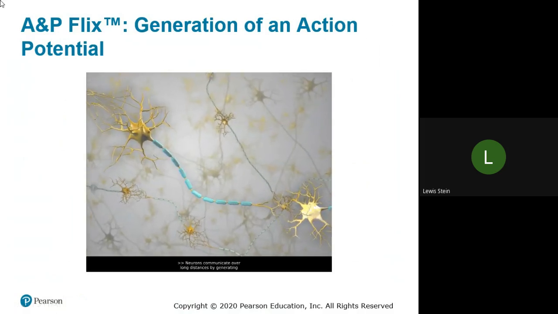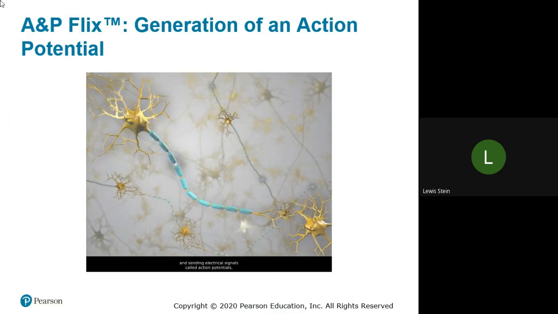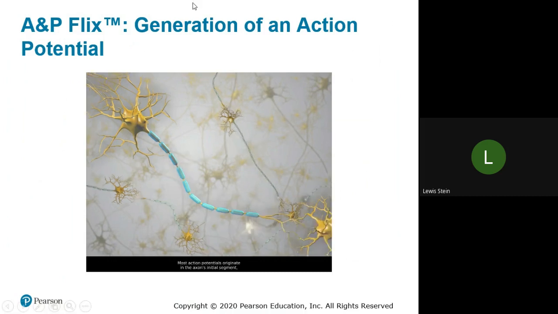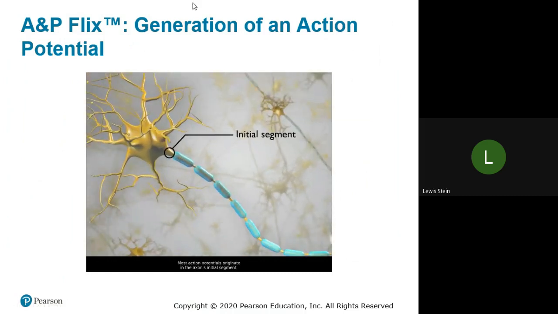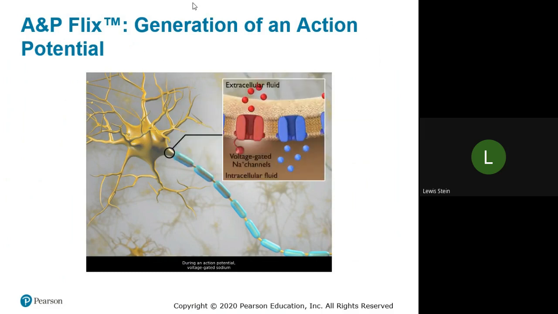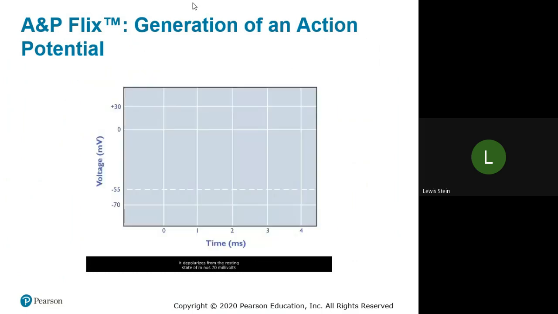Neurons communicate over long distances by generating and sending electrical signals called action potentials. Most action potentials originate in the axon's initial segment, a region also called the trigger zone. During an action potential, voltage-gated sodium and potassium channels open and close, thus altering the membrane's permeability to sodium and potassium ions. As these ions diffuse through the channels, the membrane potential changes. It depolarizes from the resting state of minus 70 millivolts to a peak value of plus 30 millivolts.